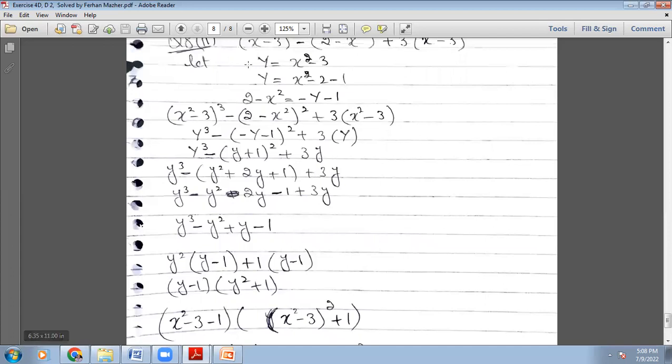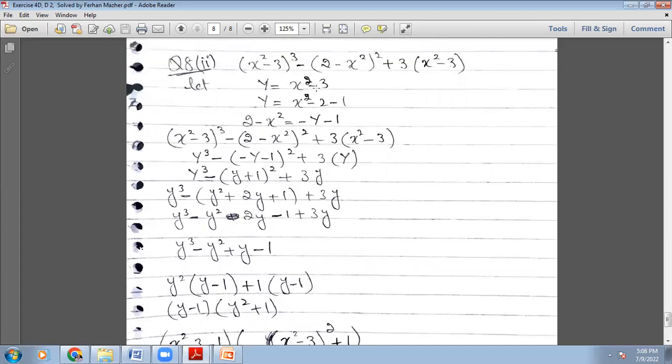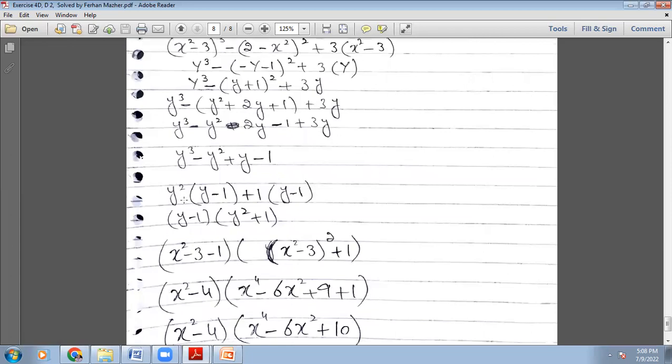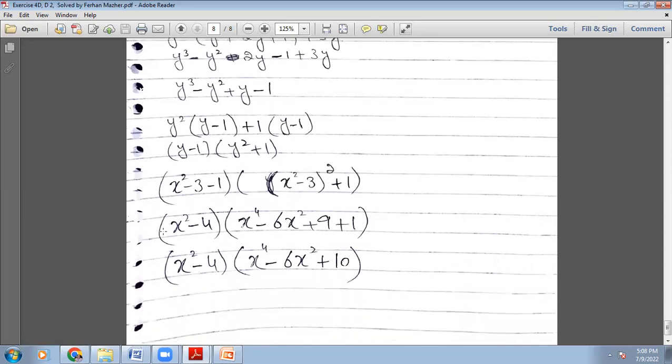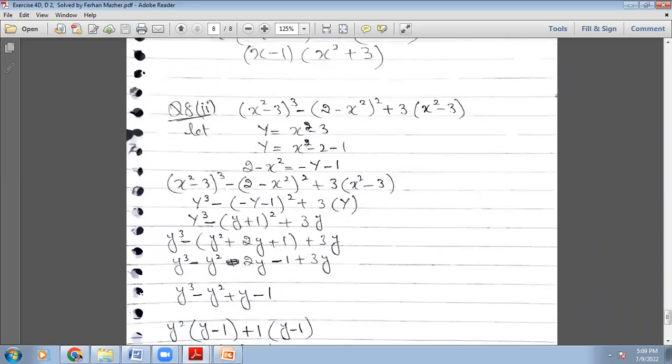So now substitute back the values. In the place of y, I will substitute back x² − 3, minus 1, and here we'll have (x² − 3)² + 1. So this will be x² − 4, and open this whole square: square of the first term, minus 2 into first term and second term, plus square of the second term. This will be x⁴ − 6x² + 9 + 1. So it is (x² − 4)(x⁴ − 6x² + 10). So this is how you do this question.